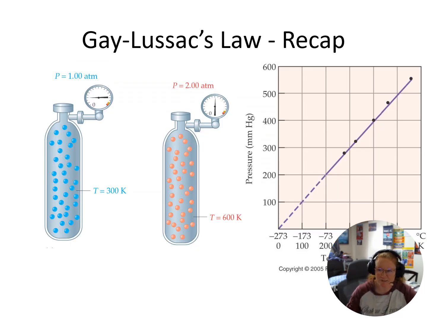Okay, then there's Gay-Lussac's law. This one's relating pressure and temperature. It is also a linear direct proportional relationship, and so one goes up, the other one goes up, and vice versa. So here I have a picture. I have a tank at 300 Kelvin, and the internal pressure is 1 atmosphere. I double the internal temperature to 600, and now my internal pressure is 2 atmospheres. And so we get our P1 over T1 equals P2 over T2. Okay?